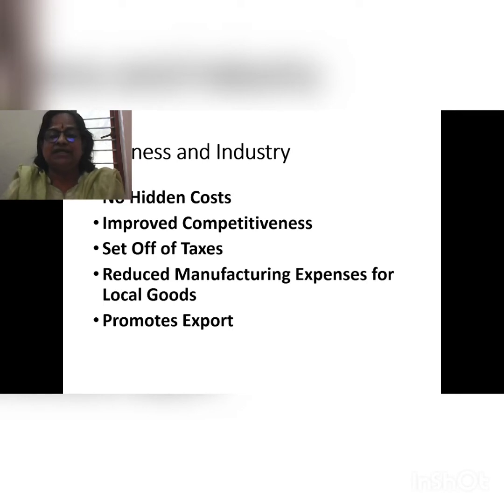Set off of taxes. Input tax credit system. I am going to explain in a module how we can set off. Input tax credit, output tax credit, we can set off that. Then reduced manufacturing expenses for local goods. So the uniform rates are applicable, and you know how much we can reduce the GST, how much can be charged from the consumer, everything. At each and every stage, checking is possible. And we can be competitive, we can do our level best to bring the best expense for the product.